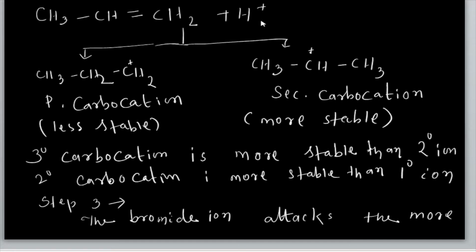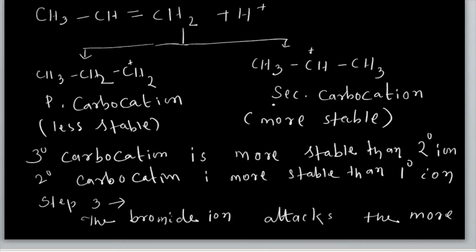Now what happens here when H plus, the proton, that means you can say this is the electrophile, attacks? It gives one secondary carbocation. What is this? Secondary carbocation, because CH means secondary carbon and plus attached means secondary carbocation. This is one intermediate product, and the other one is CH3, CH2, then CH2 plus. That means CH2 means primary carbon, and plus attached means carbocation, or you can say carbonium ion.